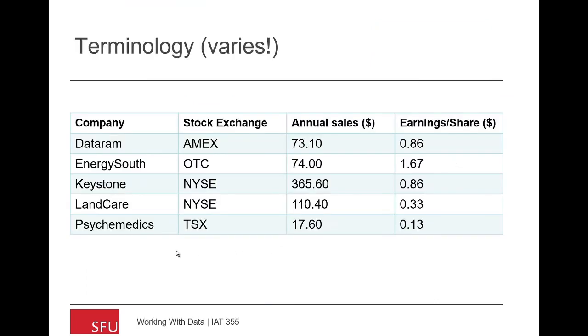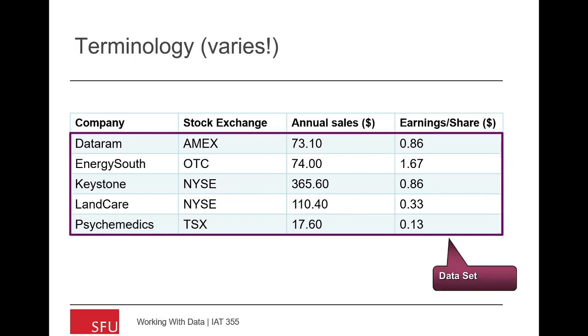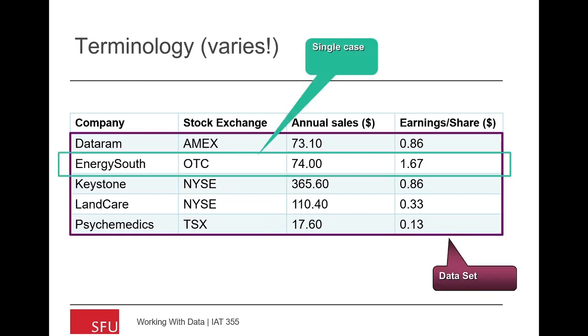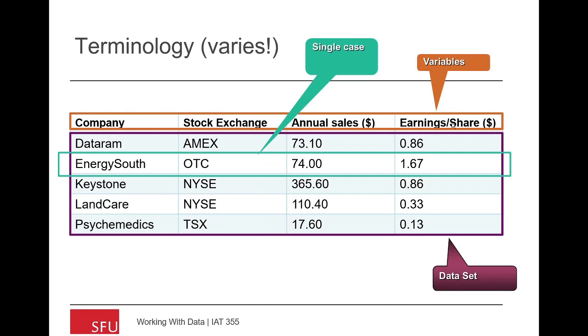Kind of as I've said, as we've moved along in this lecture segment, the terminology varies from field to field. So here we have a data set once again. This is a table of financial data about publicly traded companies. This is a single data case. These are the variables in the table, and this is an observation instead of a value.